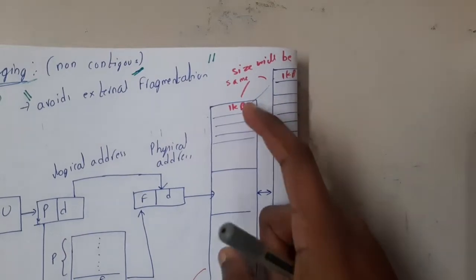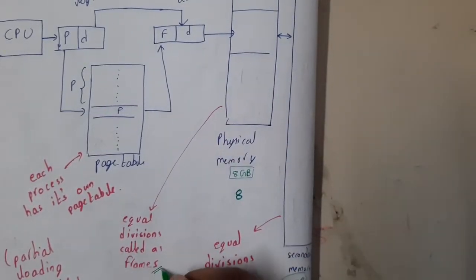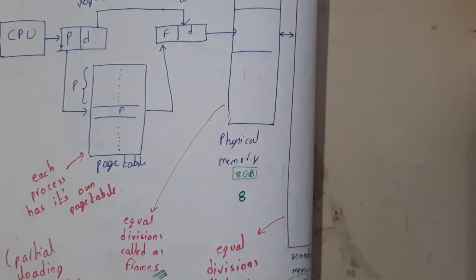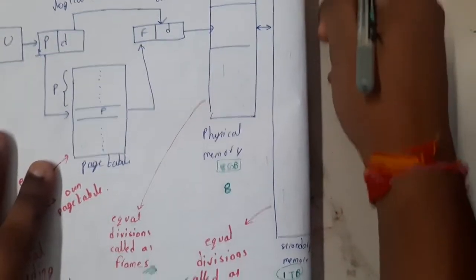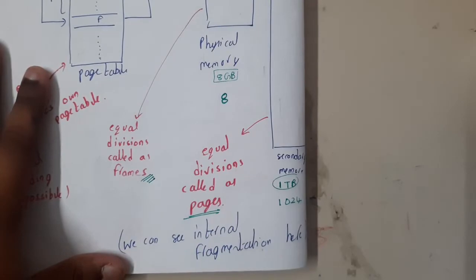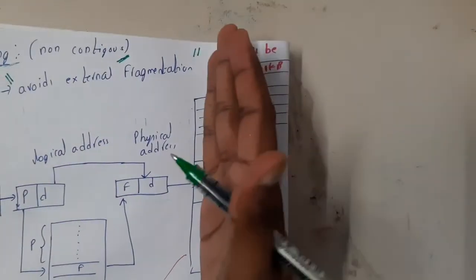Each slot in the physical memory is called a frame, guys. Please remember the terminology. The slots in physical memory are called frames, and the slots in the secondary memory are called pages, guys. Now you're getting some idea, right? These are called pages and these are called frames.